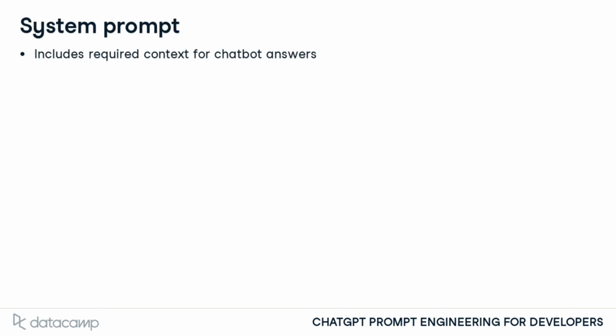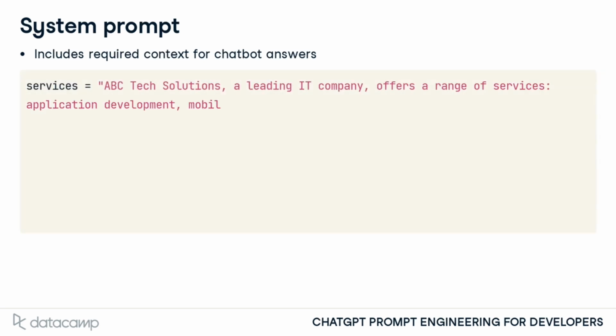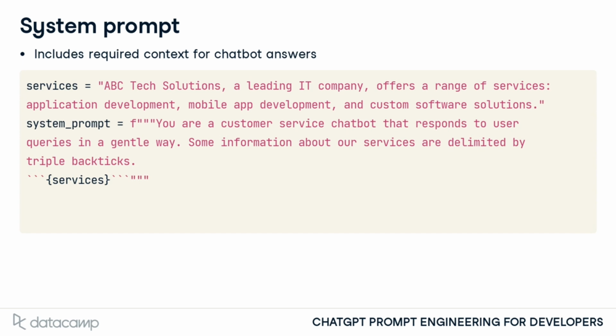A more effective way of doing this is to provide the context inside the system prompt. Suppose a company named ABC Tech Solutions wants the model to know about their services. The company should define them initially inside a string variable. Then, the system prompt will include these services and the classic parts of the system prompt we've learned about, including the chatbot's purpose and behavior guidelines.